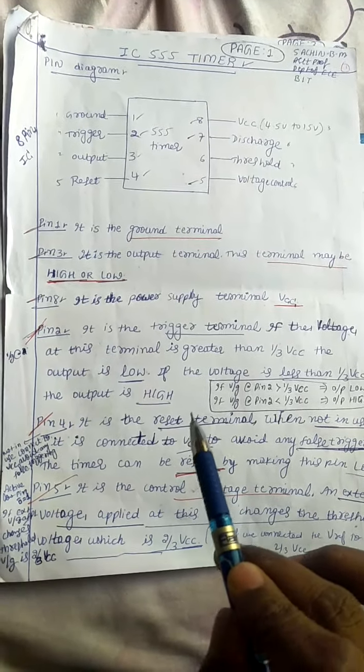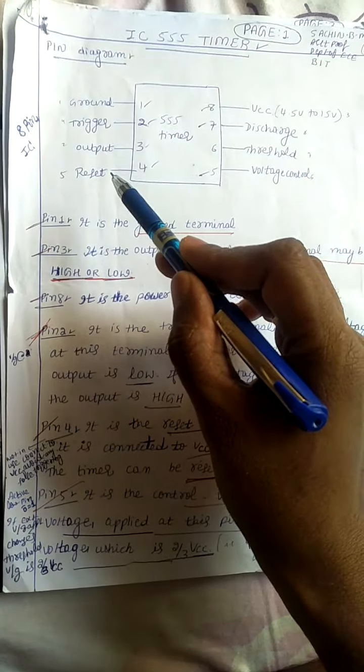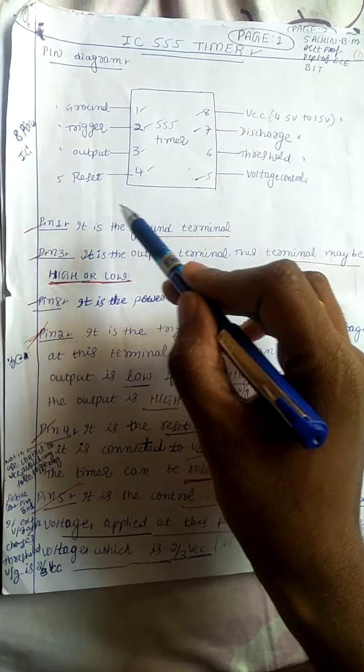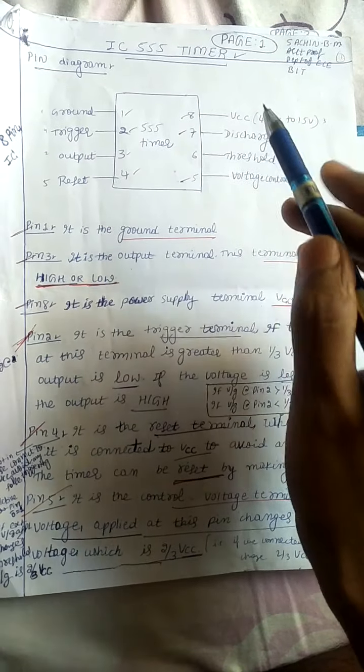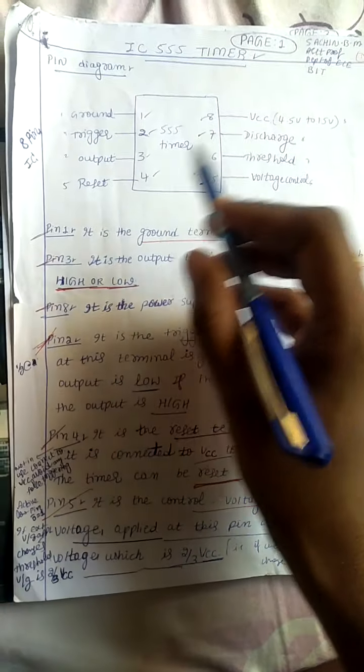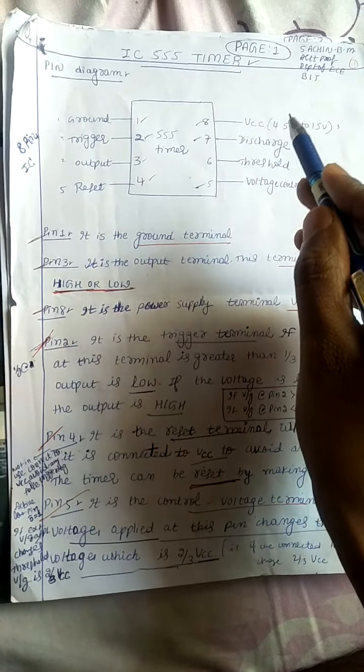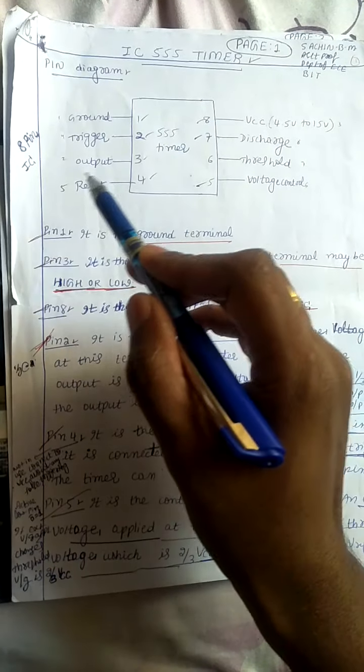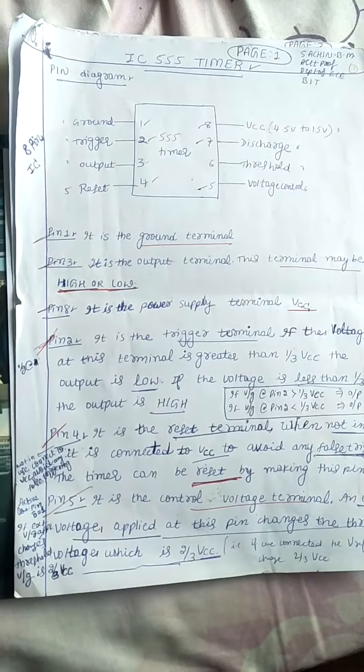Suppose if this pin is not in use, you have to connect this reset pin to VCC. If you connect this reset pin to VCC, what will happen? VCC means 1. 1 bar it will become 0. Then this will become inactive.